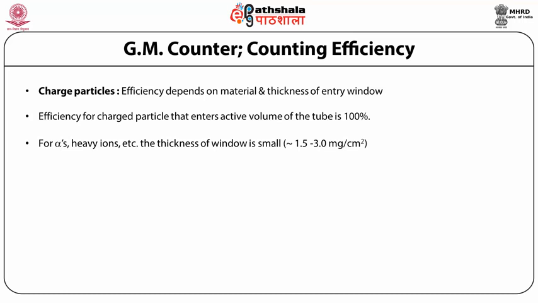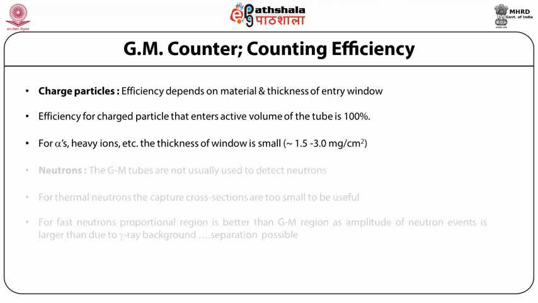But once the charged particles enter the gas after crossing the window, their detection efficiency is 100%. Why? Because they lose energy in the gas very fast, and for every charged particle the loss of energy can reach up to 100%. So once the charged particle enters the GM tube, the efficiency for charged particles in the active volume is 100%. For alphas and heavy ions, the thickness of the window is small, that is 1.5 to 3 milligram per centimeter squared. Now the second kind of radiation is neutrons.